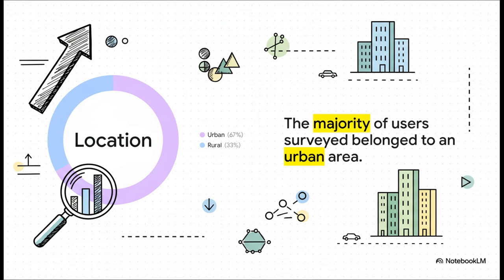And whoa, here's the first big clue. After organizing the data, Mr. X can see straight away that 67%, that's more than 2 out of every 3 families he talked to, live in urban areas. This is a massive piece of information for his business plan.